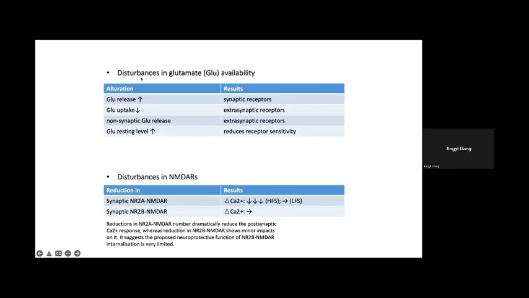When we simulate the disturbance in glutamate availability, we can see different alterations will affect the different receptors, and the elevation of the resting glutamate level may not induce the receptor opening, but it will reduce the receptor sensitivity long-term. And also, when we simulate the disturbance in NMDAR, reduction in the NR2A numbers dramatically reduces the postsynaptic calcium response, but reduction in NR2B type NMDAR shows minor impact on it. It suggests the proposed neuroprotective function of the NR2B type NMDAR internalization may be very limited.